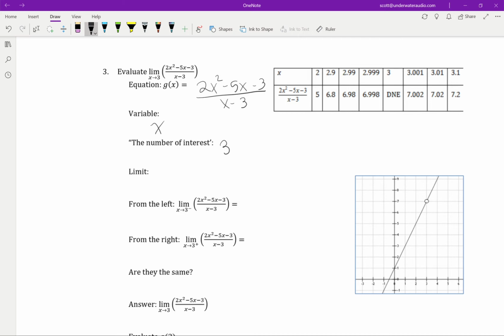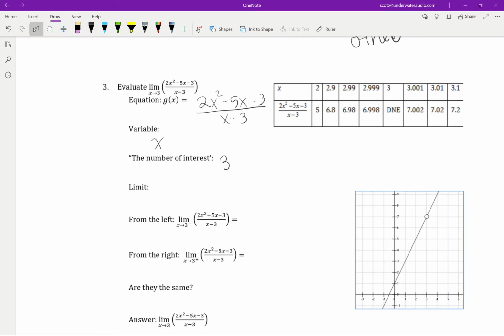Now the limit. Looking over here, this is our number of interest, and as I choose x values from the left that get close to 3, the y value again appears to be going towards 7. And if I try it again on the right, choosing x values going towards 3, the y values do appear to be going towards 7 again. So my guess is that the limit is 7.